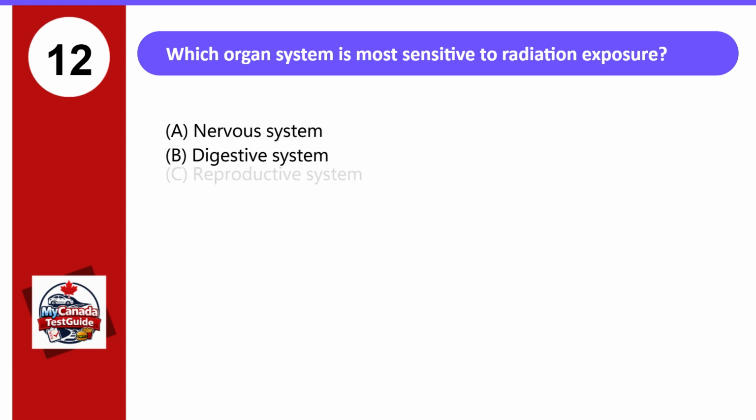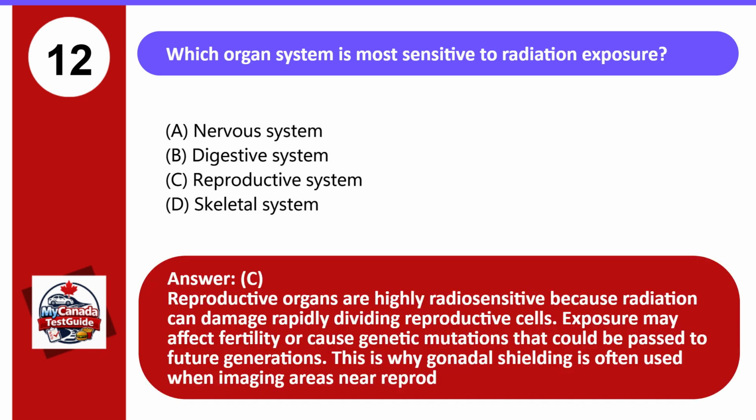Which organ system is most sensitive to radiation exposure? A. Nervous system. B. Digestive system. C. Reproductive system. D. Skeletal system. Answer, C. Reproductive organs are highly radiosensitive because radiation can damage rapidly dividing reproductive cells.